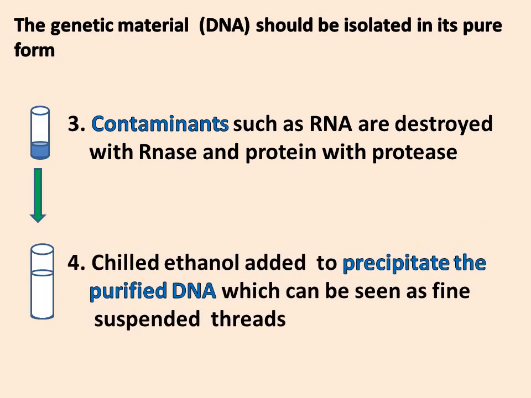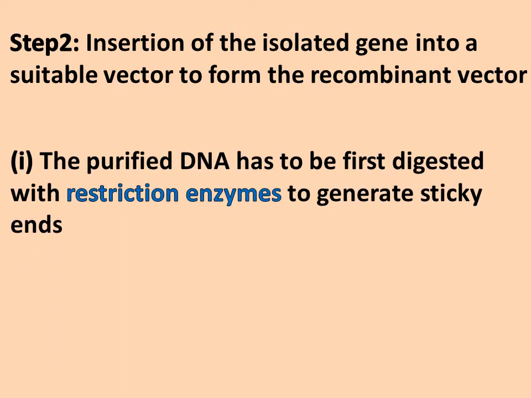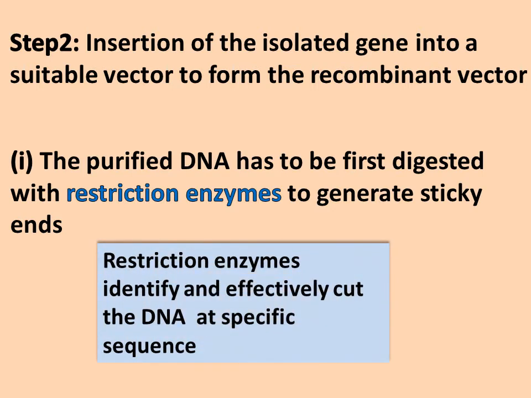After which, chilled ethanol is used to precipitate the purified DNA, which can be seen as suspended threads. Then, the isolated gene has to be introduced into the suitable vector to form the recombinant vector, for which the purified DNA has to be first digested with a restriction enzyme to generate the sticky ends. Restriction enzymes identify and effectively cut the DNA in specific sequences.